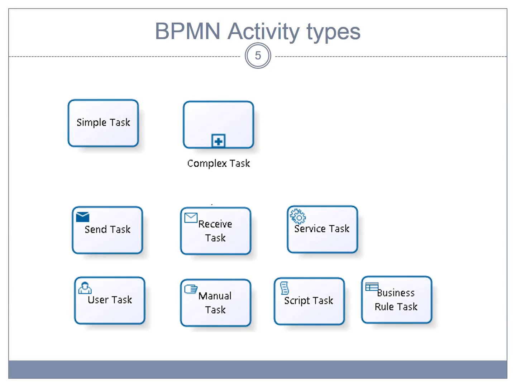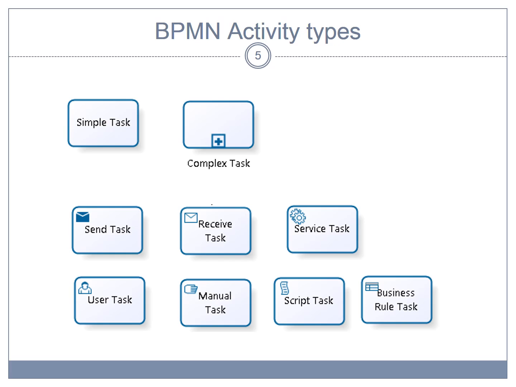Let's now look at the different activity types. First of all, we need to make a distinction between the simple task and the complex task. The complex task has a little cross at the bottom of it, and it's like a box that you can open. So if you click on the little cross, it will open up, and inside the box you will find a new process.